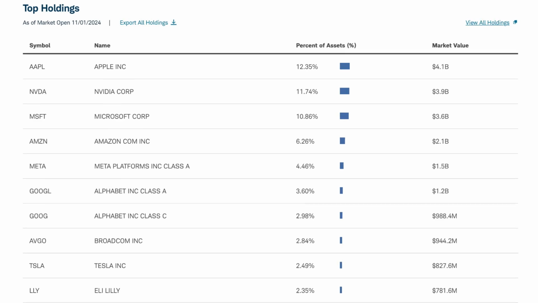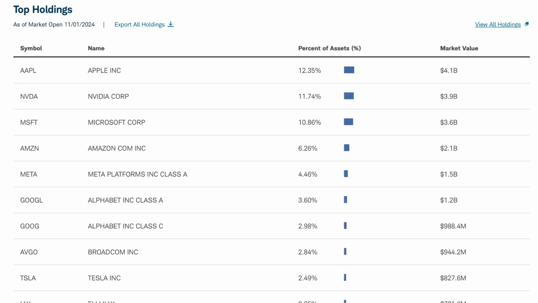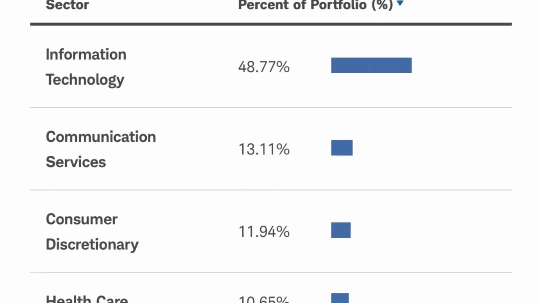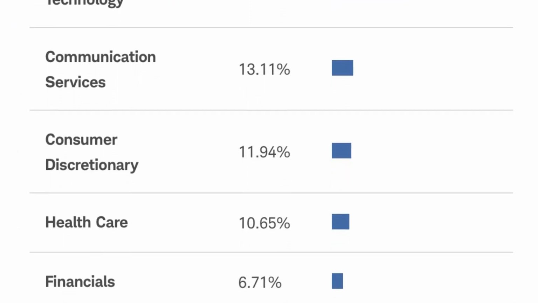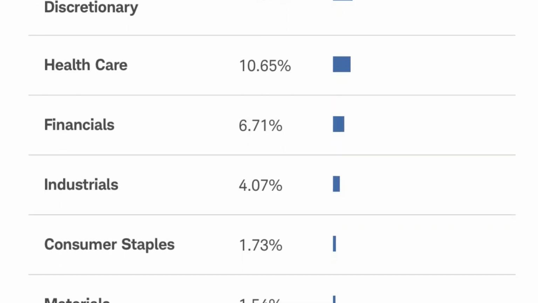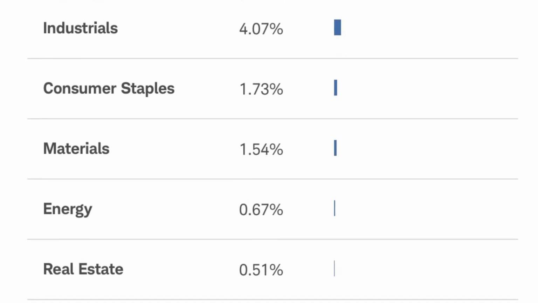Since SCHG tracks the US markets, it is concentrated towards tech companies. The largest portion of the fund, at 49%, is in technology, followed by communication services at 13% and consumer discretionary at 12%. Energy, utilities, and real estate companies make up the smallest percentage of the fund, under 1% each.